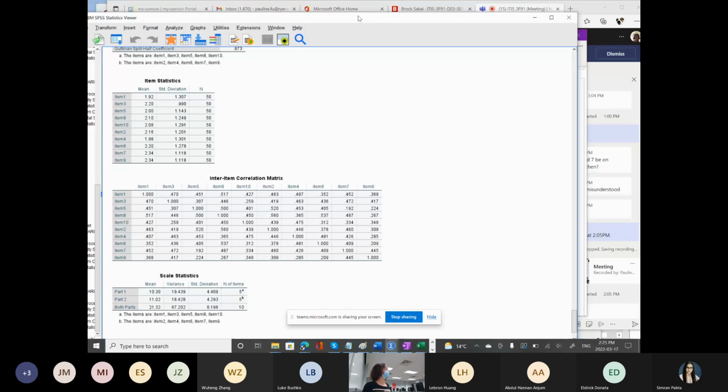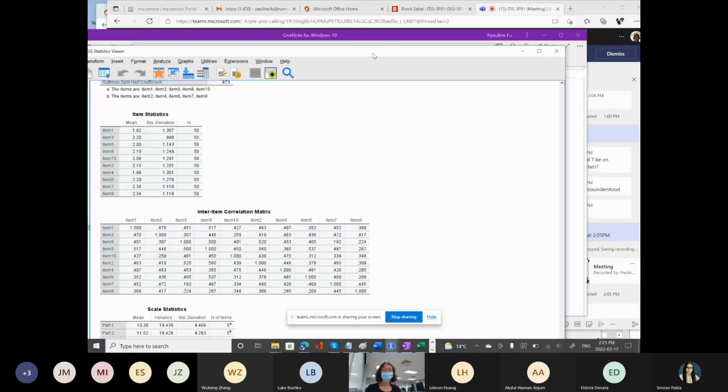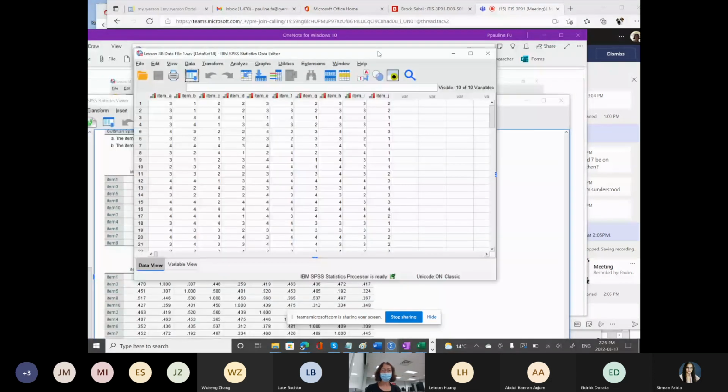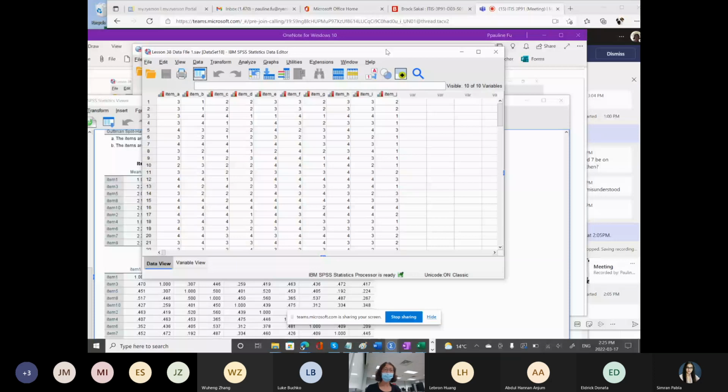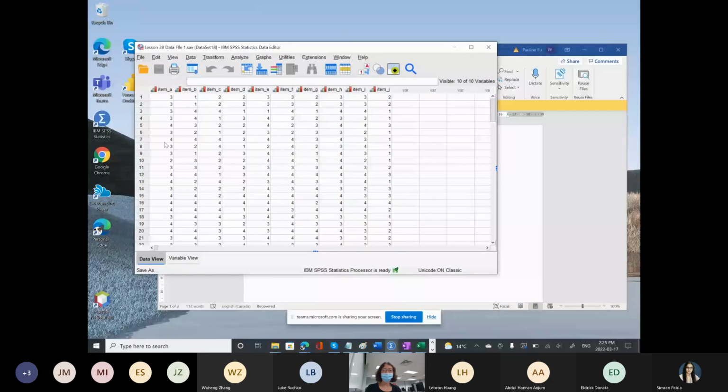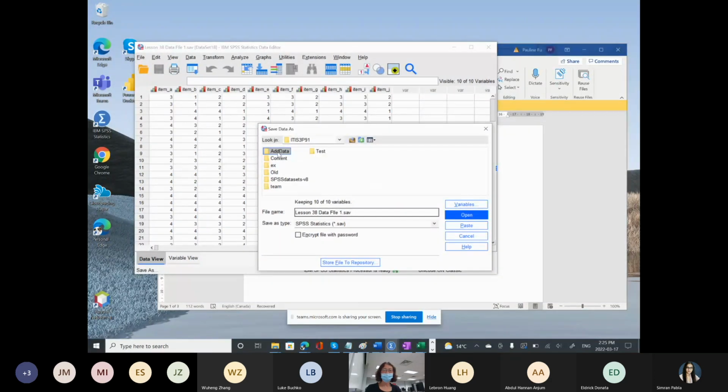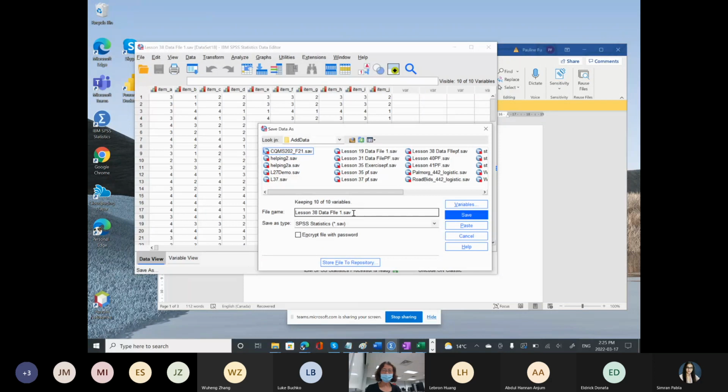Get your data file ready. Open lesson 38. Okay. So where is my 38? Yeah, this is my 38. Remember when you open it, save it in a different location with a different name, in case something happens. So I will save it in the data folder. The data file is just L38.